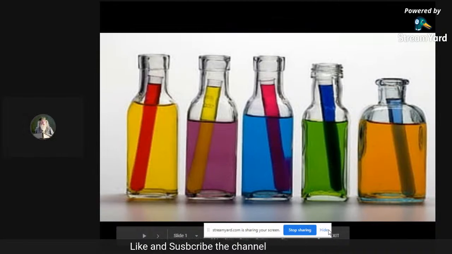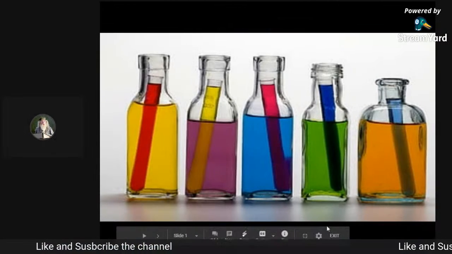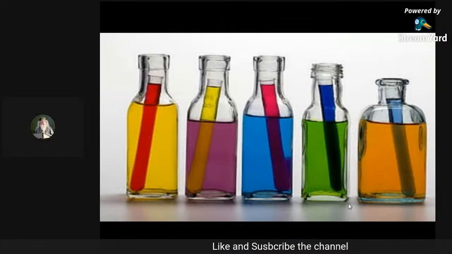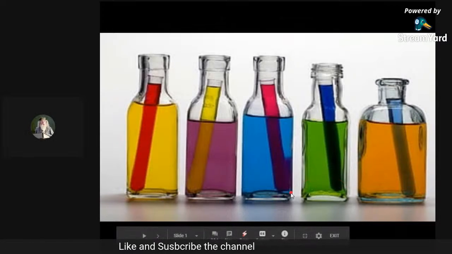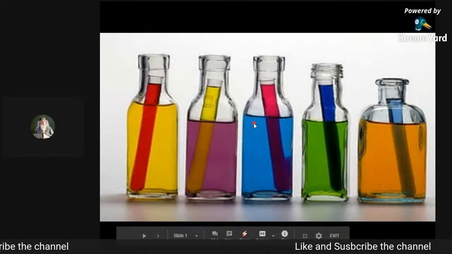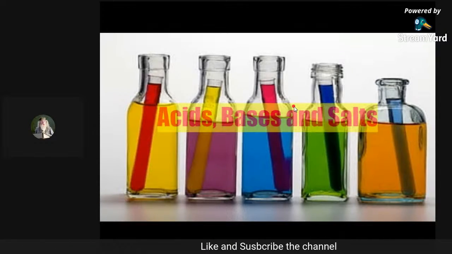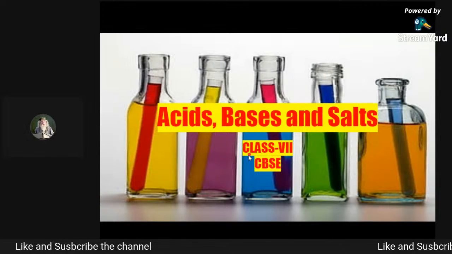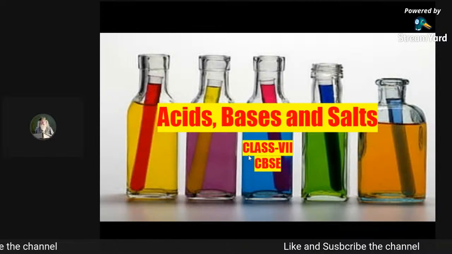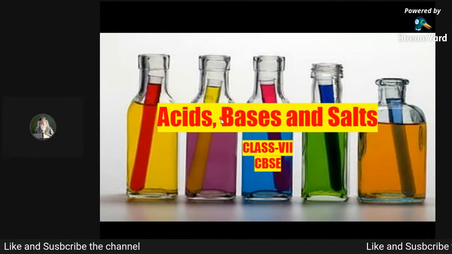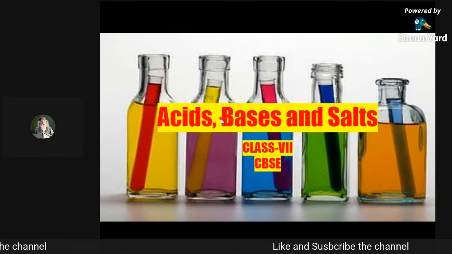Okay, so today we will study which topic? Today we are going to study acids, bases, and salts. So, acids, bases, and salts. What is the main part in this chapter? The main part in this chapter is acids, bases, and the reaction between acids and bases.